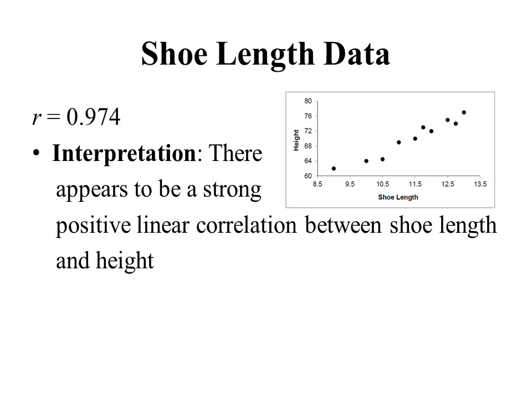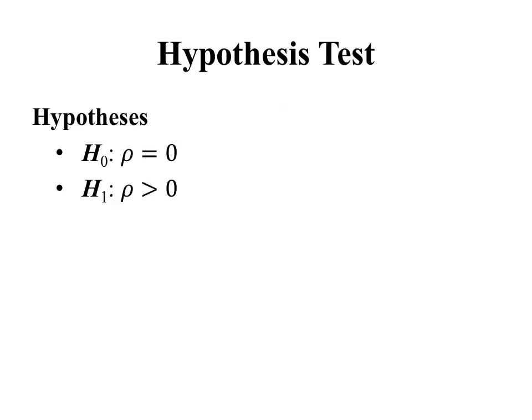Well, we can more formally justify this interpretation using a hypothesis test. Specifically, we're going to test the claim that rho, our population correlation coefficient, is positive. And we can do this in much the same way as our other hypothesis tests that we talked about in Chapter 5. So the hypotheses that we're going to test here are the null is that rho equals 0, and the alternative is that rho is greater than 0.